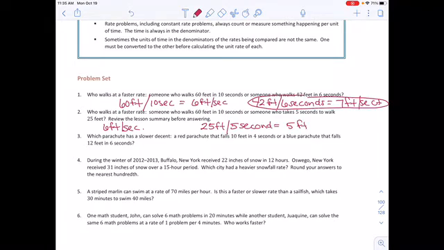25 divided by 5 is 5 feet per second. So this time, our 6 feet per second is faster. Which parachute has a slower descent? So notice this one, we want the slower one.